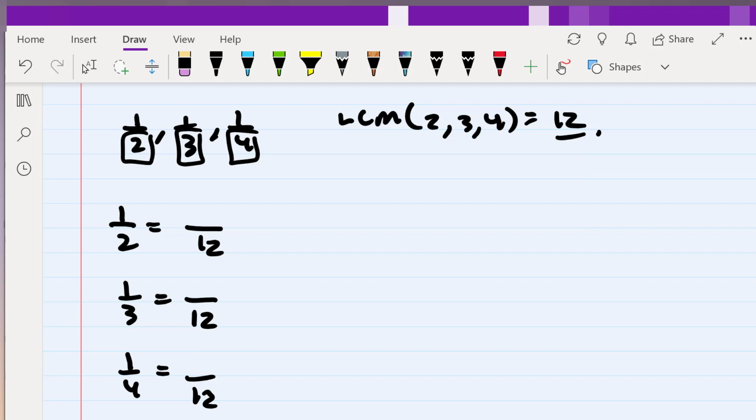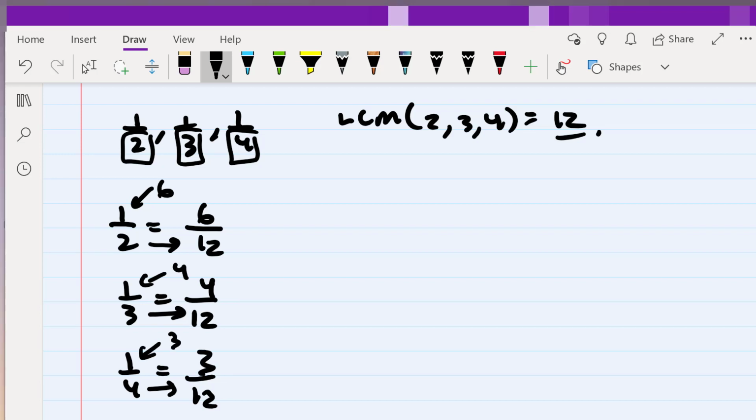So how do we get the numerators? So 2 goes into 12 6 times, and 6 times 1 is 6. 3 goes into 12 4 times, and 4 times 1 is 4. 4 goes into 12 3 times, and 3 times 1 is 3.